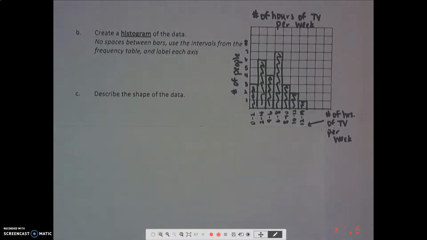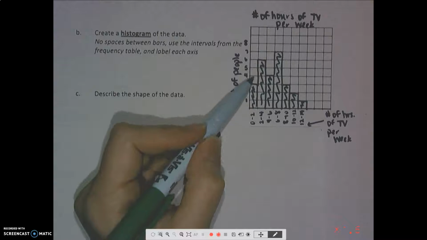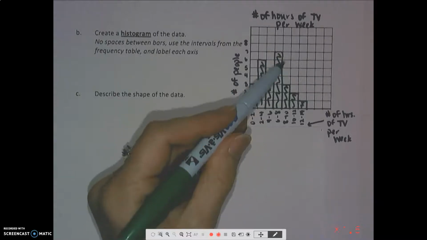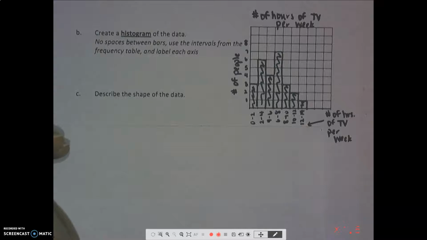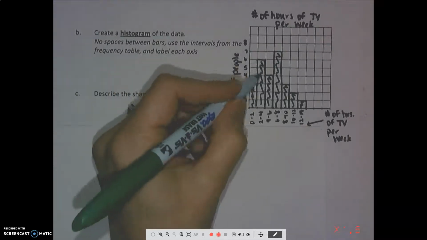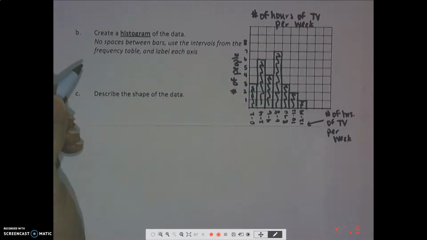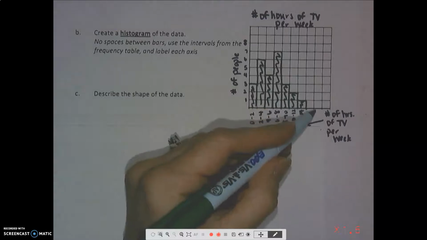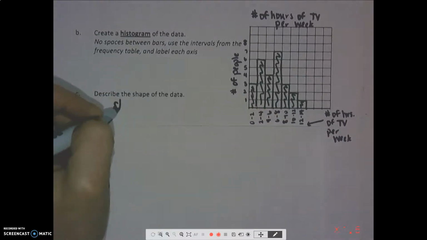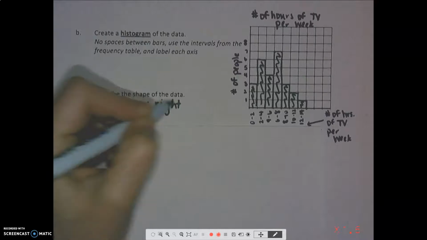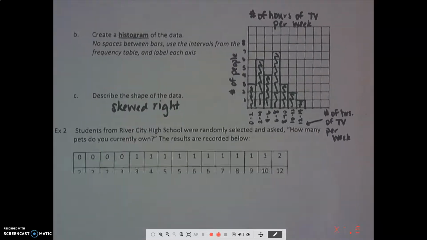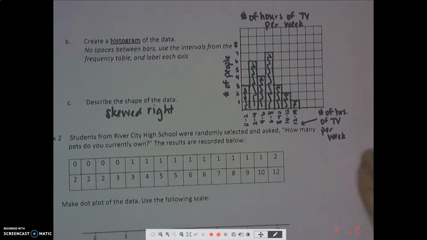So now that we have that, we're going to describe the shape of this data. If you're looking at this, it kind of goes up, and then it goes down pretty quick here. So because of this, I wouldn't say it is approximately symmetric. The tail of this is more so to the right. So I'm going to say skewed right for this. Okay. All right. The next thing that we're going to work on is making a dot plot.